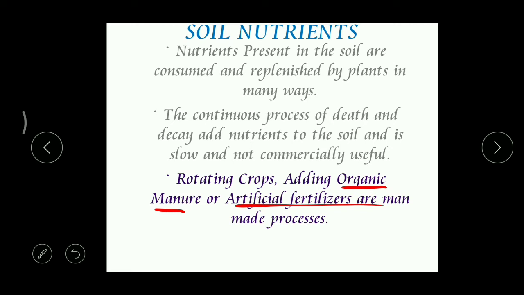Artificial fertilizers means, just now I told you, fertilizers with the NPK ratio like this. And there is one more method which can be called rotating crops, or we can say crop rotation method. So these are the three methods by which we can replenish the soil with nutrients. Replenish means adding back these nutrients to the soil, right?